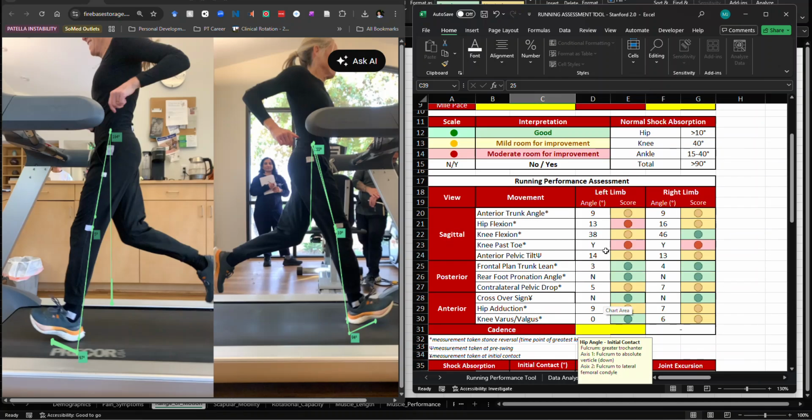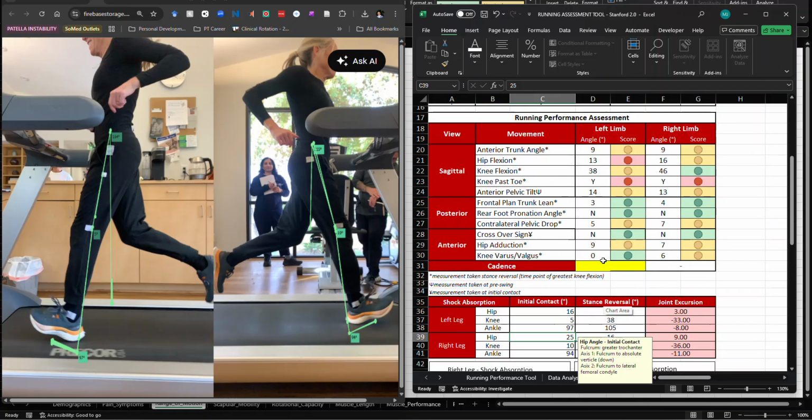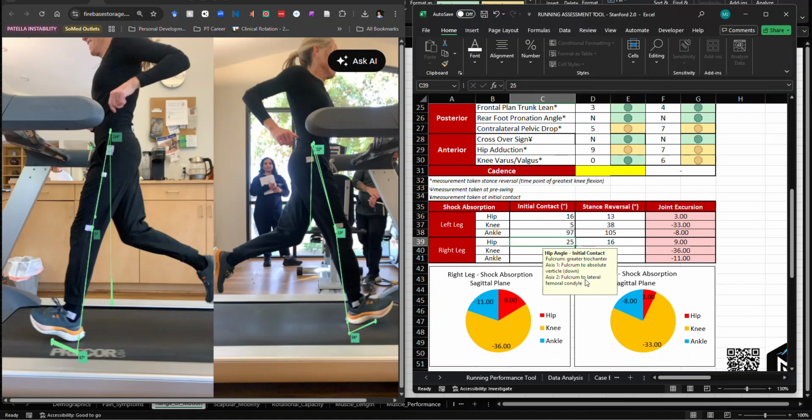All right, so taking everything into account, it's actually the sagittal plane where there seems to be potentially the areas for greatest improvement, with the left having a little bit more hip flexion. A little bit more trunk lean may help to facilitate that. And with the knee past toe, I think a little bit more forward trunk lean would shift it a little bit more to the hip, potentially reducing those red dots there.